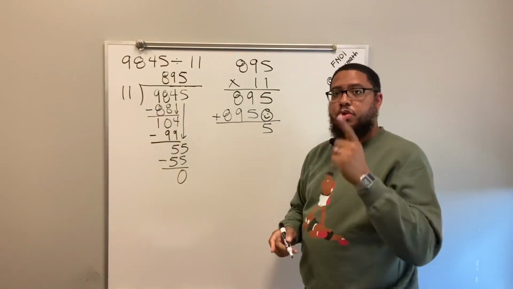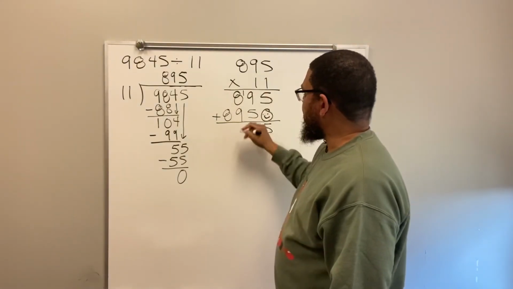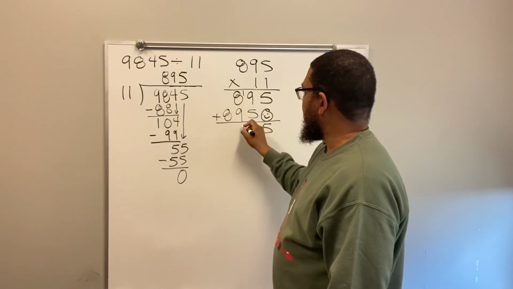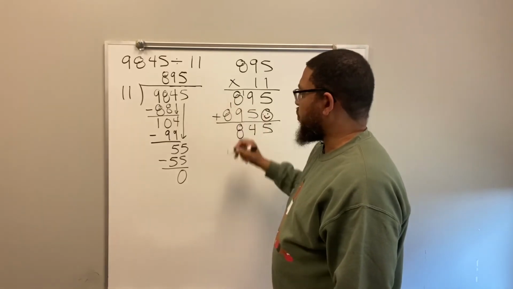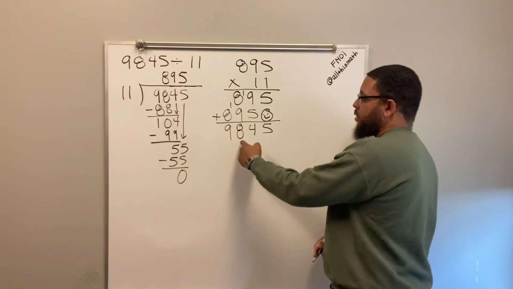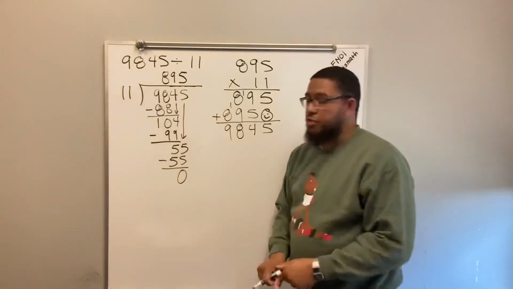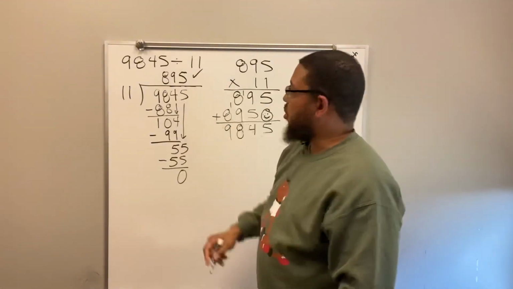We always put the number from the ones place down. Put the 4, carry the 1. 8 plus 1 is 9. 9 plus 9 is 18. Put the 8 down, carry the 1 again. 8 plus 1 is 9. And that says 9,845. And that was my dividend. So this is proof that this is the correct answer.